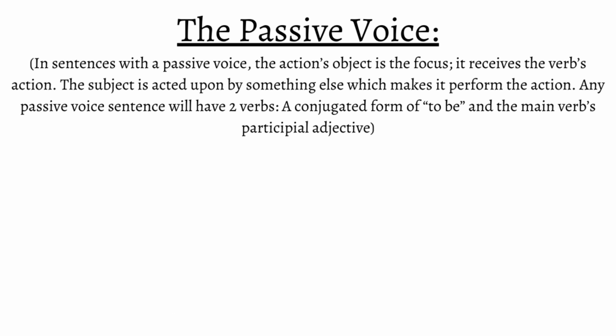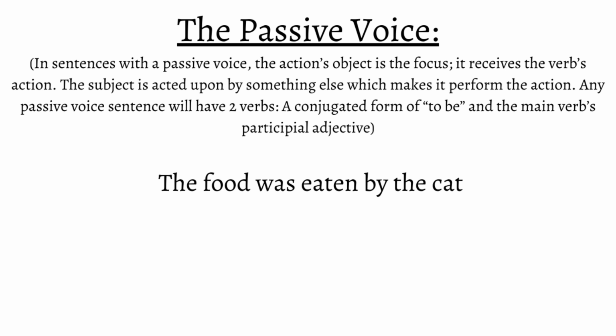In sentences with a passive voice, the action's object is the focus, so the subject receives the action of the verb. The subject is acted upon by something else, which makes it perform the action. Additionally, every sentence in the passive voice will always have two verbs, a conjugated form of to be, and the main verb's participial adjective. The food was eaten by the cat signifies that the action's object, the food, is positioned first as the grammatical subject of the sentence.